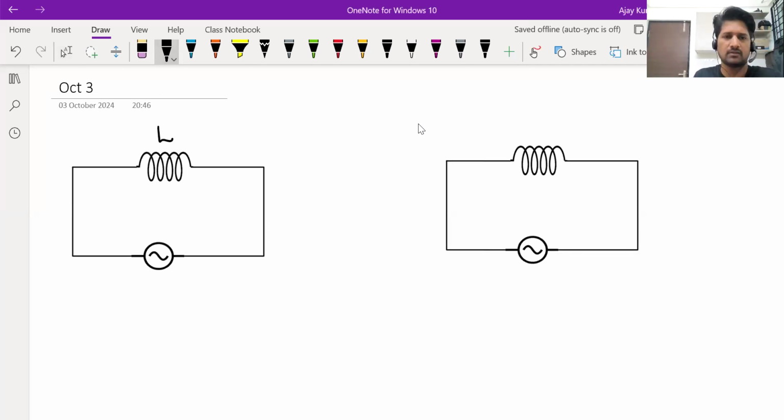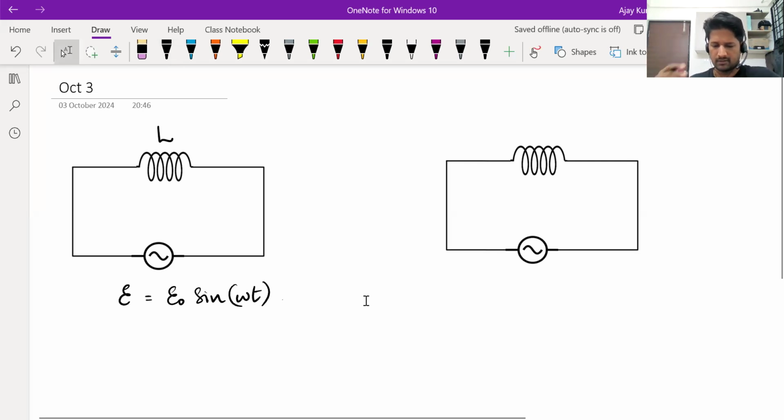Suppose the inductance of an inductor is L and it's connected to an alternating EMF source E naught sine omega t. The source will try to drive some current through the inductor. Can one of you tell me what an inductor does? What are inductors used for?